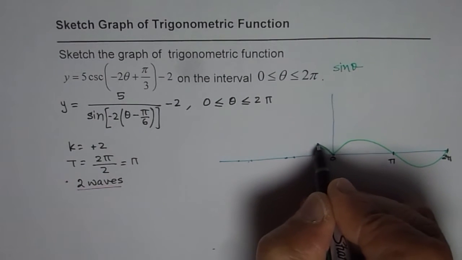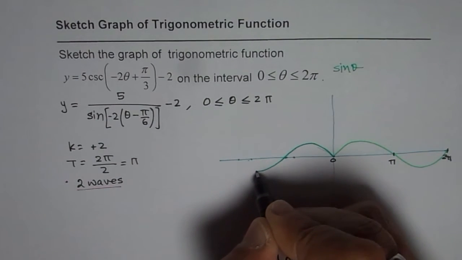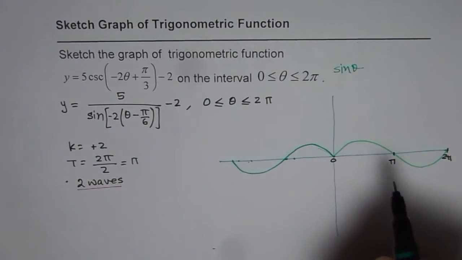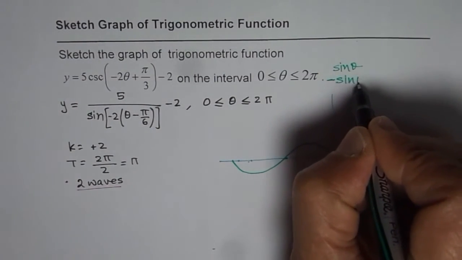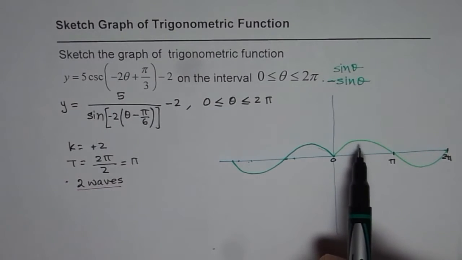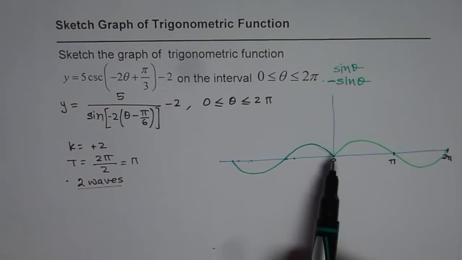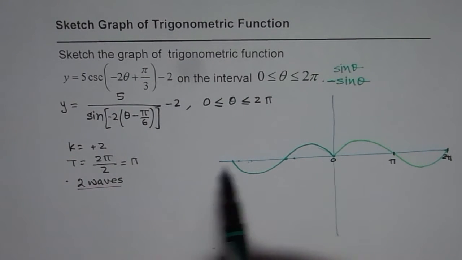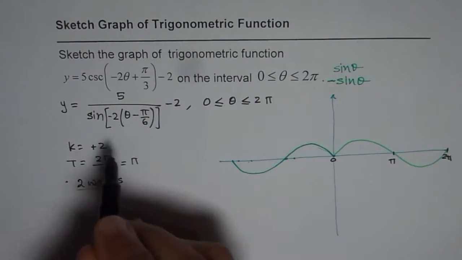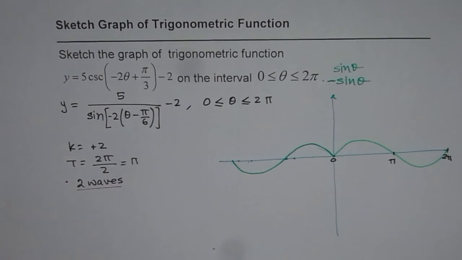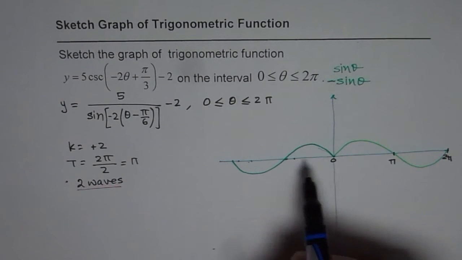So okay, let me just sketch. These sketches are rough, but they are fairly good. So that means minus sine theta. Do you see that? So we reflect it on the vertical axis, horizontally. Do you see that? So reflection on the y-axis gives us minus sine theta. Perfect.